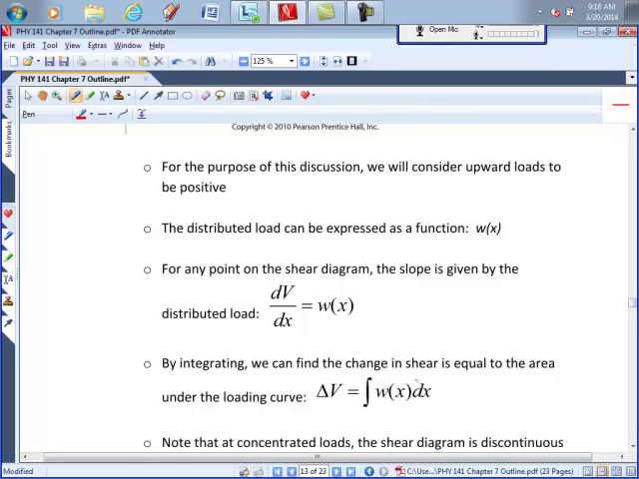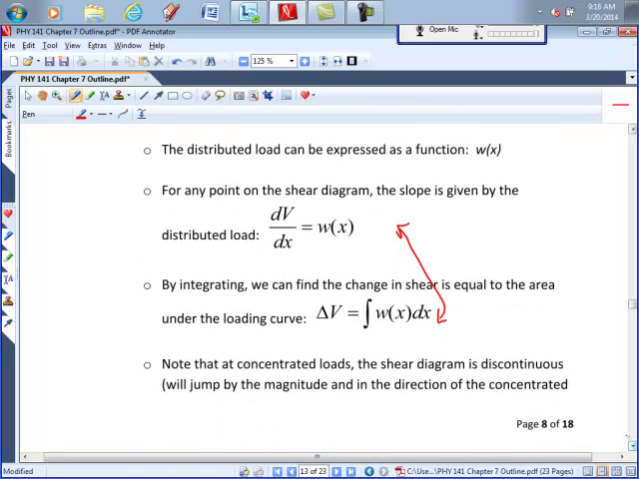By integrating, we can find the shear is equal to the integral of w(x) dx. That's the same relationship as expressed here: if V is the integral of w, then w is the derivative of V. Note that at concentrated loads or point loads, the shear diagram is discontinuous. That's what we saw in the first example. We had a jump in the shear force at the point loads, and it jumps by the magnitude and in the direction of the concentrated load.